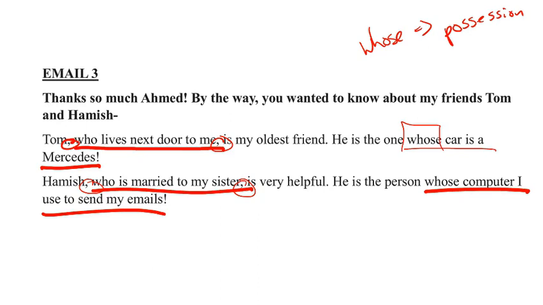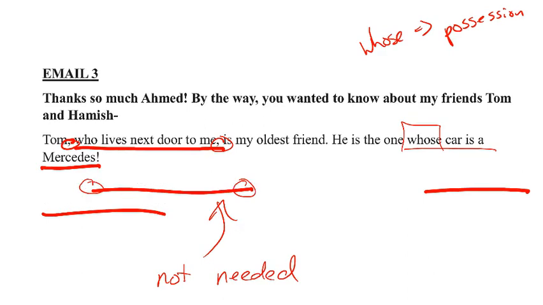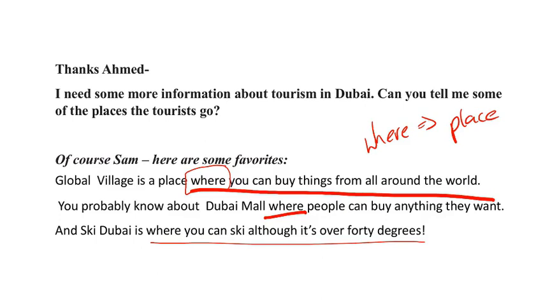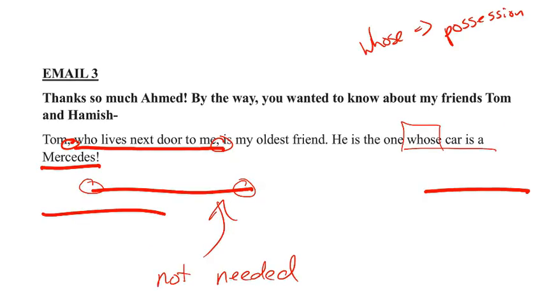Well, it's because these phrases right here are not needed. They're extra. They just give us sort of some extra information. If you take the relative clause out of this sentence, the sentence doesn't make sense anymore. Global Village is a place. Grammatically, that's a sentence, but it doesn't make much sense. This, if you take it out, the sentence still makes sense. Tom is my oldest friend. The phrase, who lives next door to me, just gives us extra information.